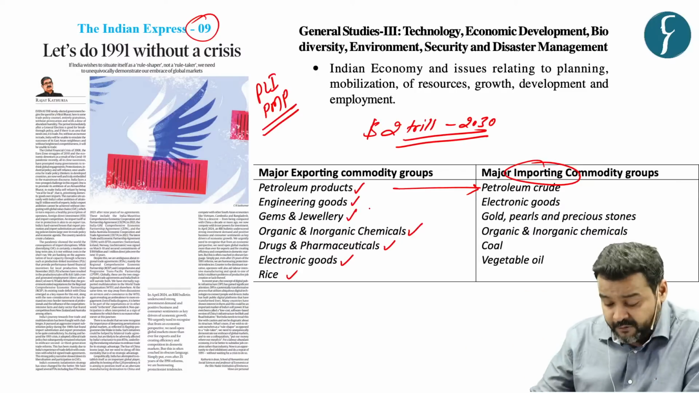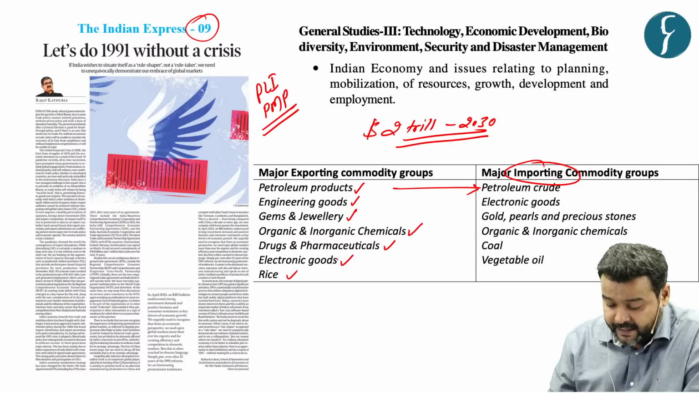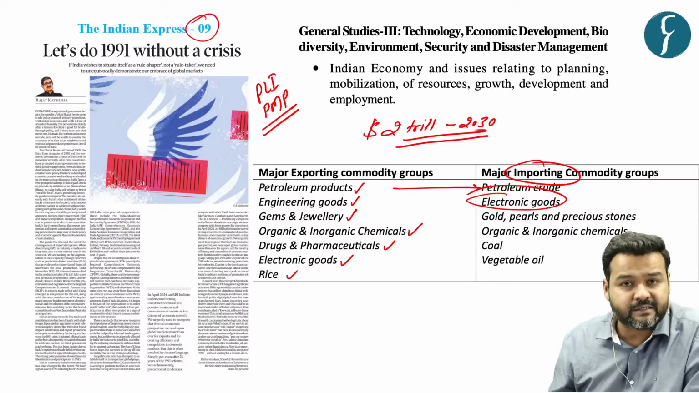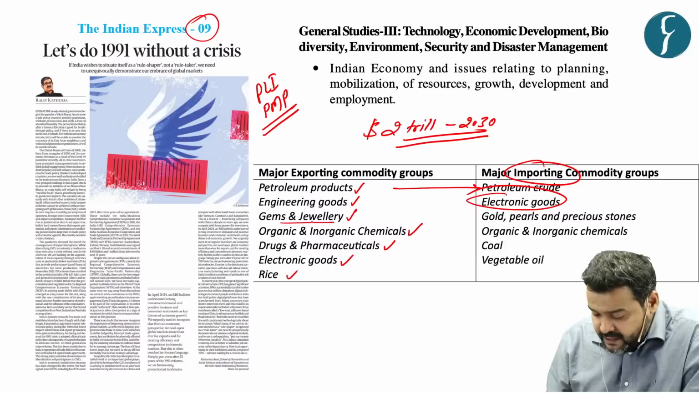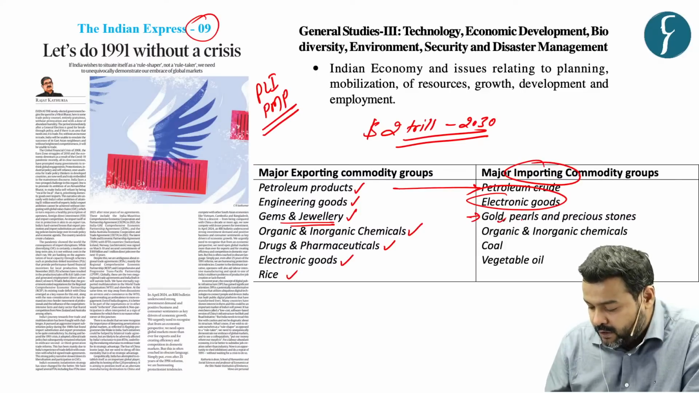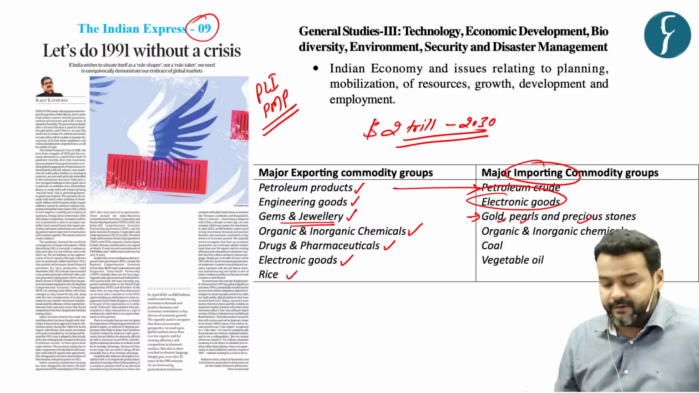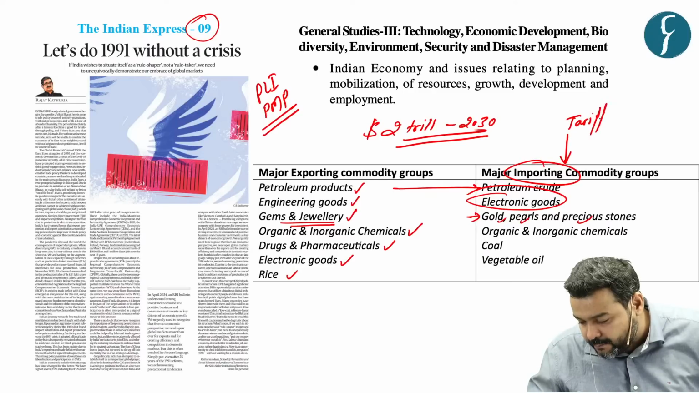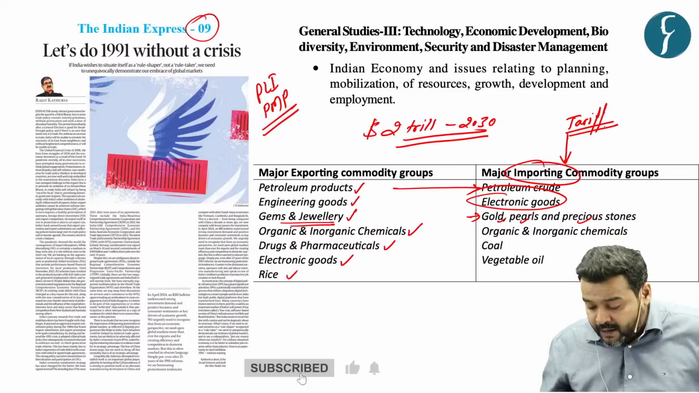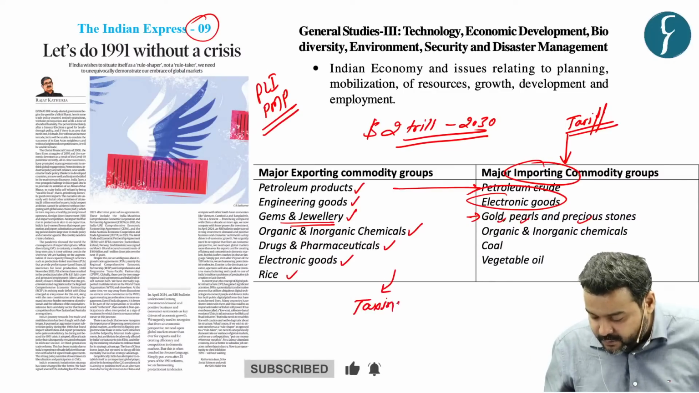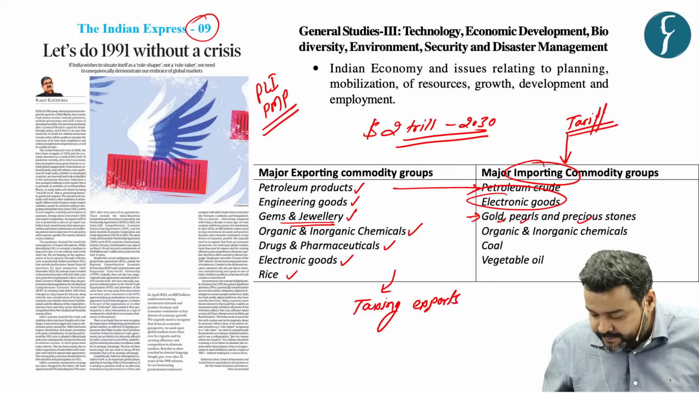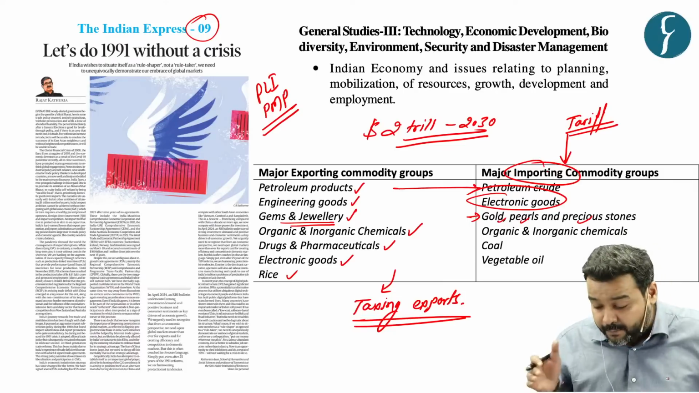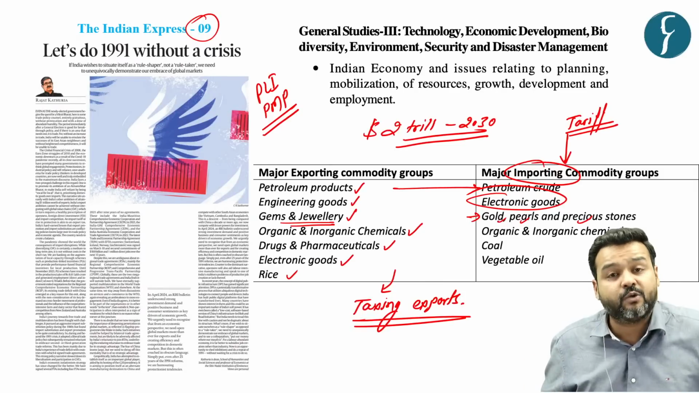For manufacturing electronic and engineering goods, we need electronic goods. We are dependent on the semiconductors. For gems and jewelry, we are dependent on import of gold, pearls, and precious stones. So basically, what the author says is that if you put a higher tariff on imports, you are basically taxing your exports, because these products that you are importing are key ingredients for manufacturing the commodities that you are manufacturing here.